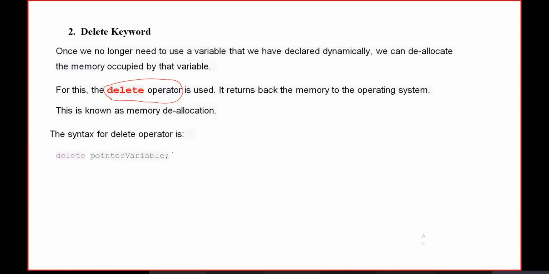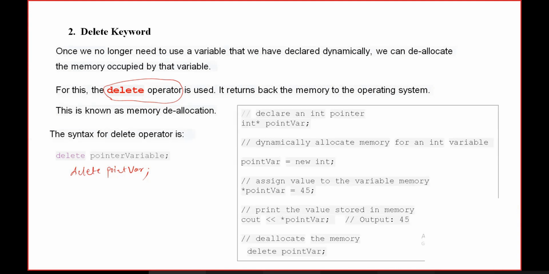So if we were to delete, it would have been delete pointvar, the pointer variable that we created earlier. Yeah, the same thing. We have declared a pointer. We have allocated memory to the pointer dynamically. We are assigning some value to the memory that we created dynamically. We are trying to print the value by saying star and the pointer name, and then we are deallocating the memory, right?